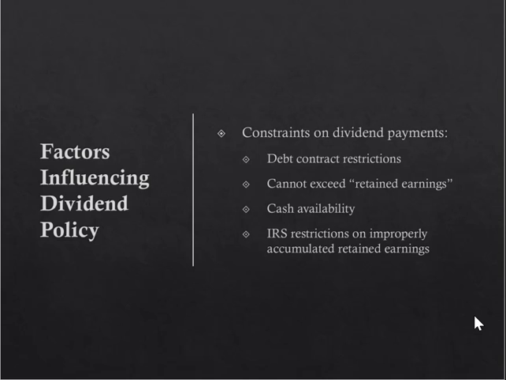Additionally, you can't exceed retained earnings. So if your retained earnings on the books is negative, by law, you can't pay a dividend. Cash availability, if you don't have cash, you can't pay the dividend. And IRS restrictions on improperly accumulated retained earnings. So there's a rule which essentially, because dividends are taxed currently, so if you are paid a dividend, the investor needs to pay tax on it.